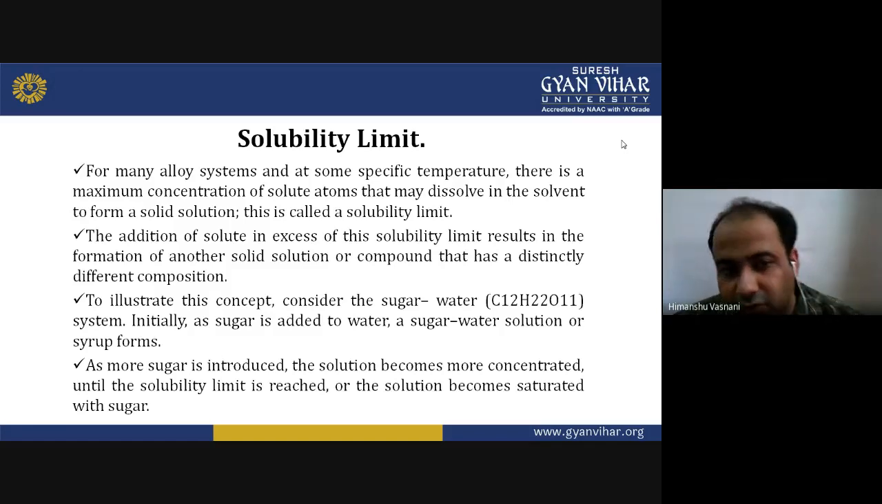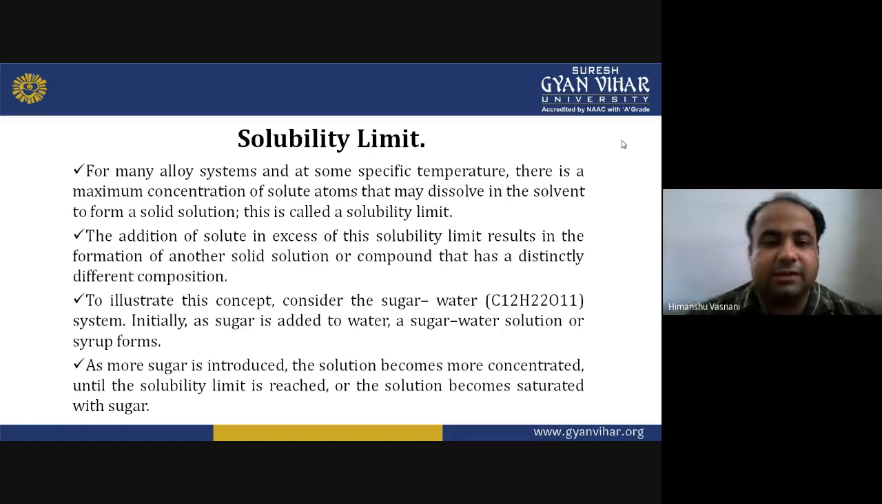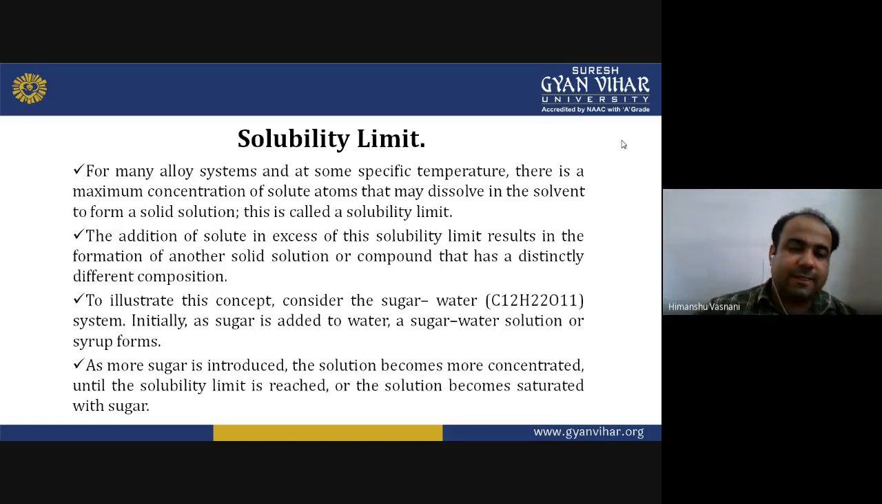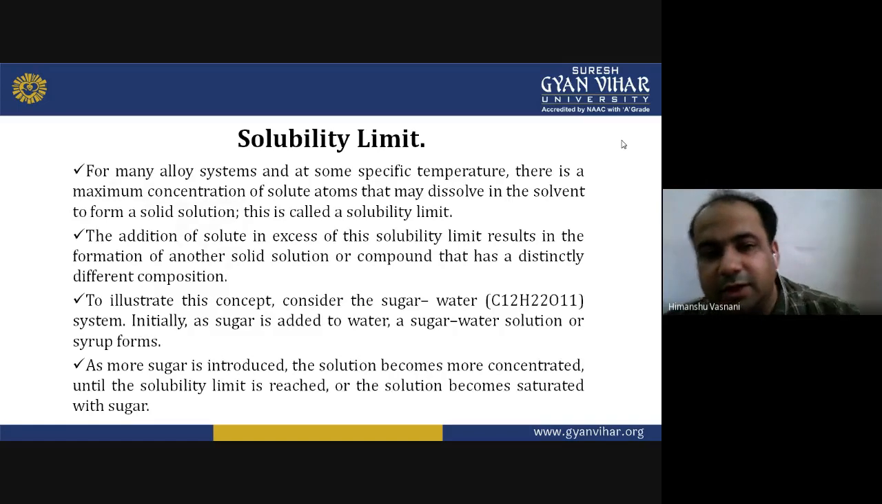Now, the addition of solute in excess of its solubility limit results in the formation of another solid solution or compound that has a distinctively different composition. For illustrating this concept, consider a water sugar system. When sugar is added to water, a syrup forms. As more sugar is added, the solution becomes concentrated until the solubility limit is reached, and the solution becomes saturated with sugar. This is the solubility limit.